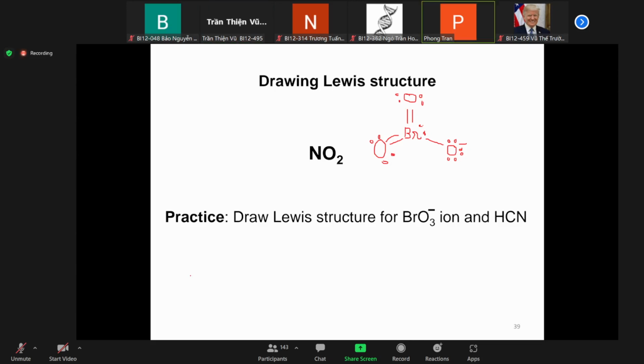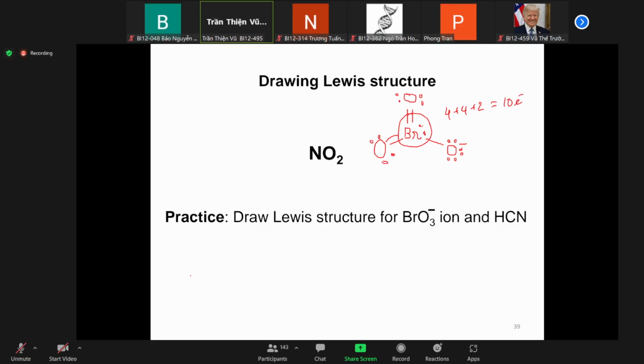Okay, so let's say you will have 6, 8, 8, 4. But in this case, you have the bromine in the center. The central bromine will have 4 plus 4 plus 2, right? It will have 10 electrons. Is it correct? It's too much.